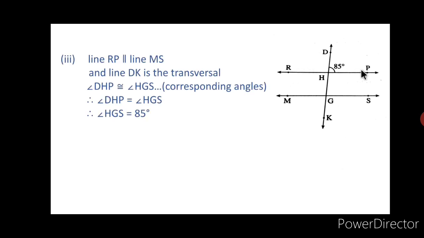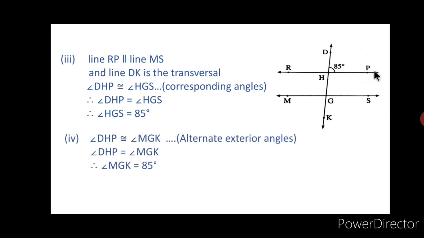Line RP is parallel to line MS and line DK is their transversal. Angle DHP and angle HGS, these are the corresponding angles and therefore they are congruent, and the measure of angle DHP is equal to 85 degrees. Therefore, the measure of angle HGS is also 85 degrees.